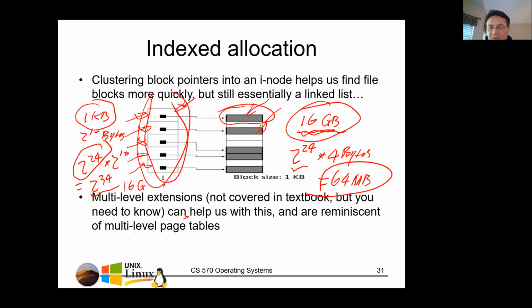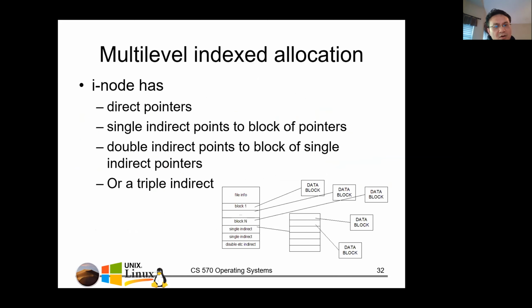The multi-level extension is not covered in the textbook, but we would like to cover it for this class, so you could see it in your quiz and assignment. As you are probably already thinking, this multi-level indexing extension is reminiscent of the multi-level page tables in virtual memory paging. So let's see how this works.